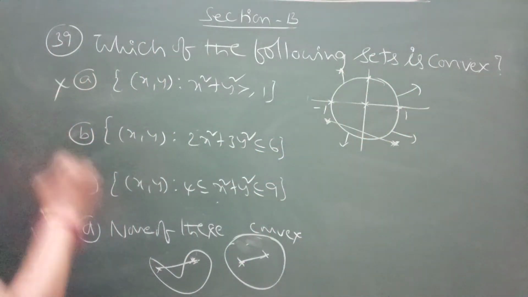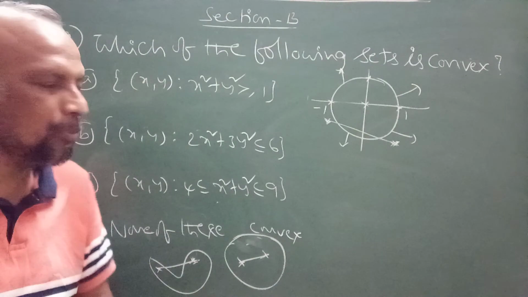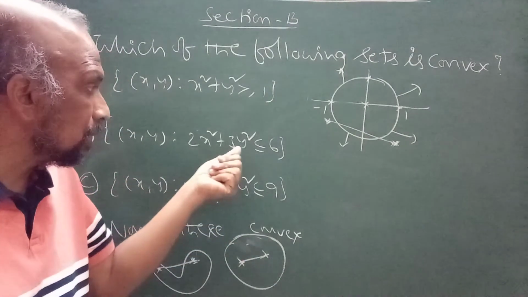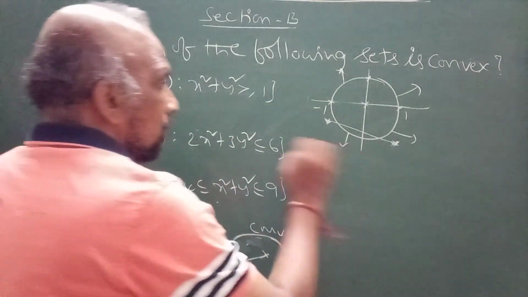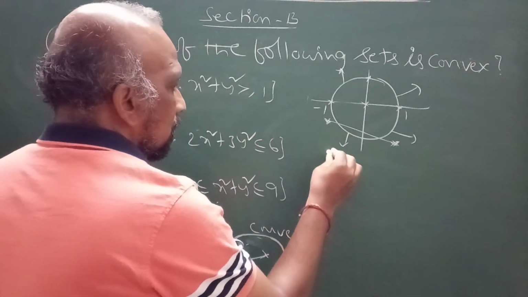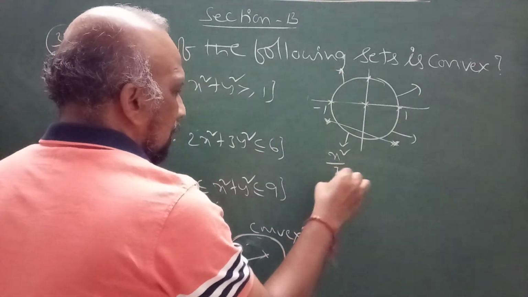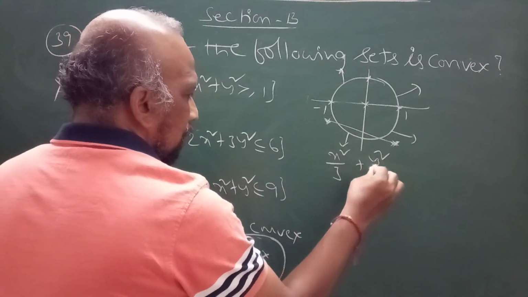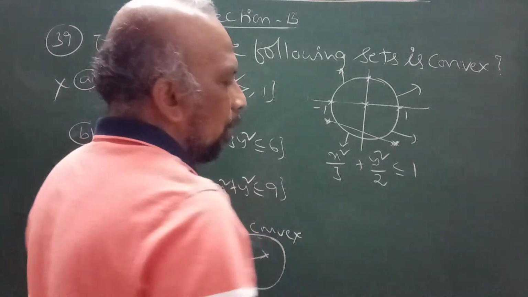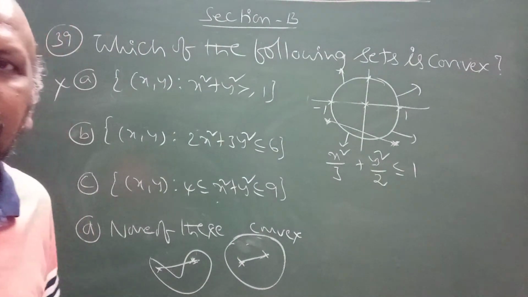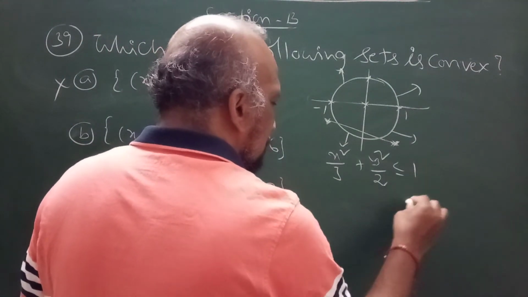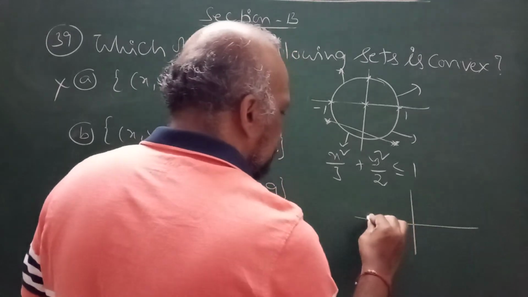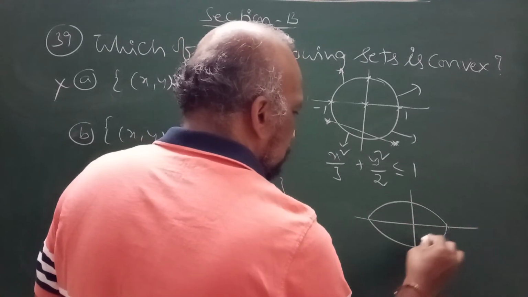Eliminate option A. Coming to option B: 2x square plus 3y square less than or equal to 6. Equal to 6 gives an ellipse. The equation will be x square by 3 plus y square by 2 less than or equal to 1. So the meaning is inside of the ellipse. You can think about that: what they are discussing is the inside of the ellipse.